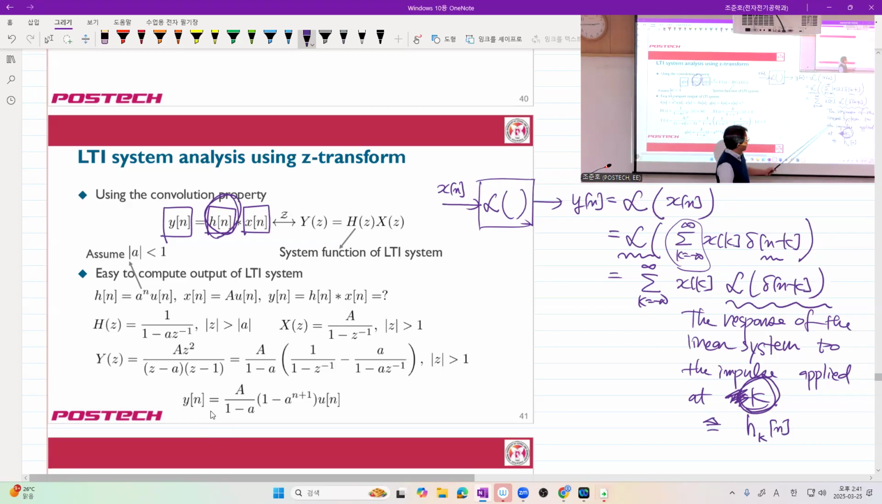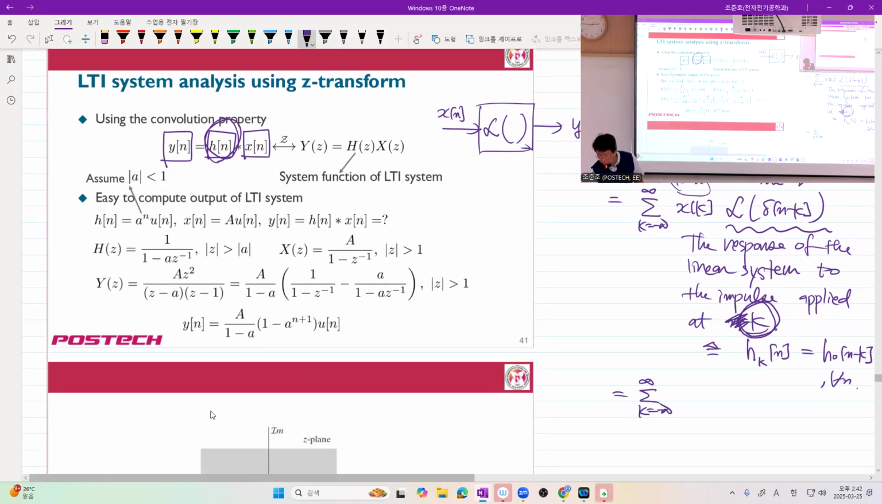What does that mean? This h sub k of n is the response of the linear system to the impulse applied at time k. Then we apply what? Time invariance. Then we have this relation. The response of the system to the impulse applied at time k equals the response of the system to the impulse applied at time 0 delayed by k. Again, I expressed this simple equality verbally, right? Of course, we need it for all n. Got it?